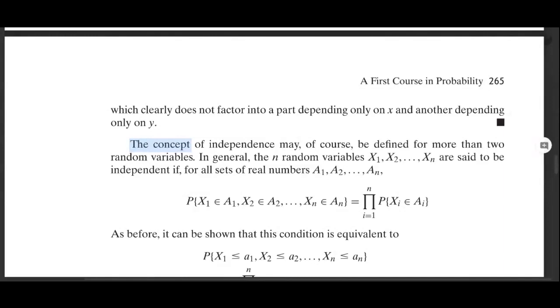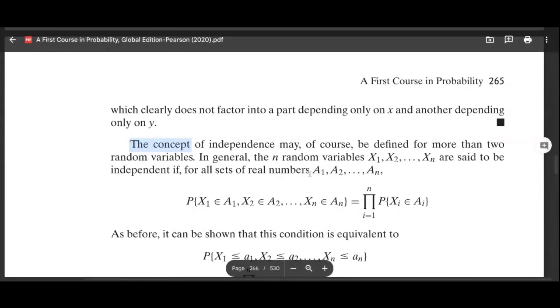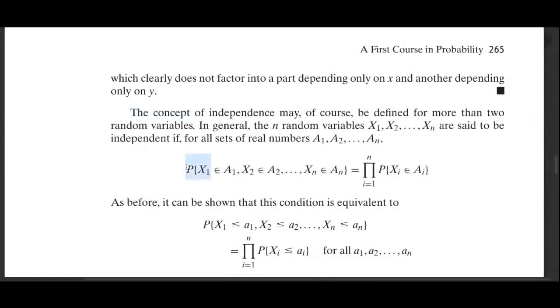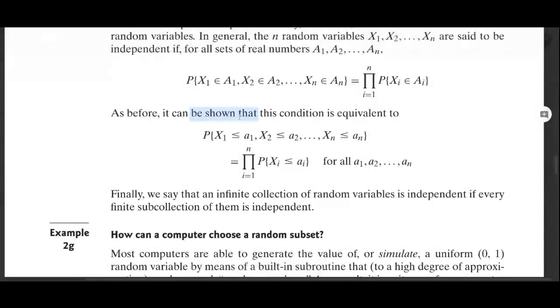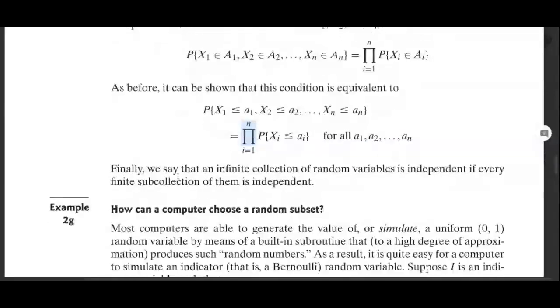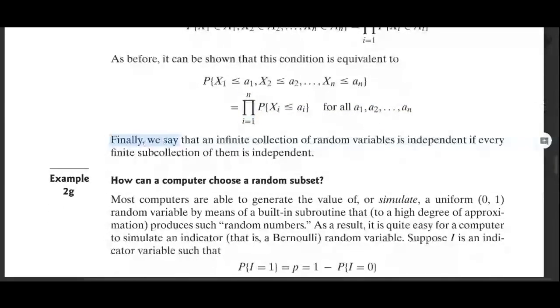All right. The concept of independence may, of course, be defined for finitely many random variables in general. So we could have this product of n probabilities. So the condition is equivalent to this, right? This is just a notation for product, like a summation sign for sigma. So this is product. So finally, we see that a finite collection of random variables is independent if every finite sub-collection of them is independent.